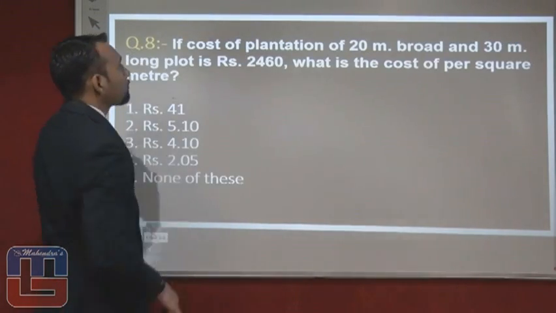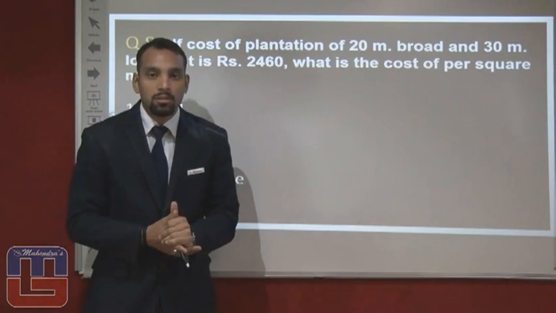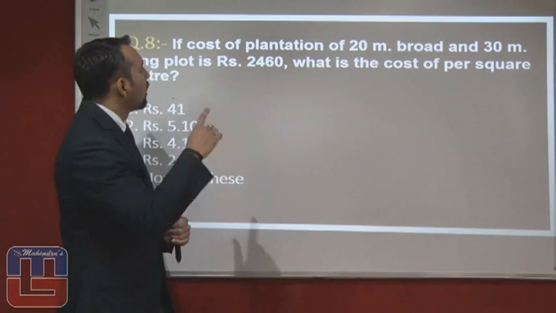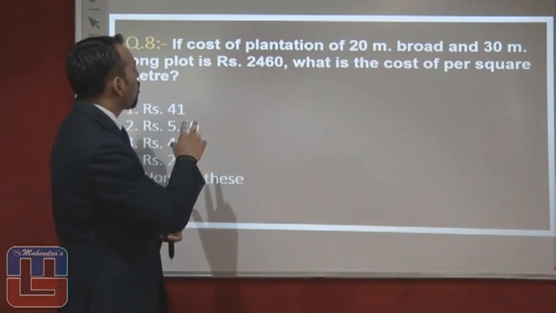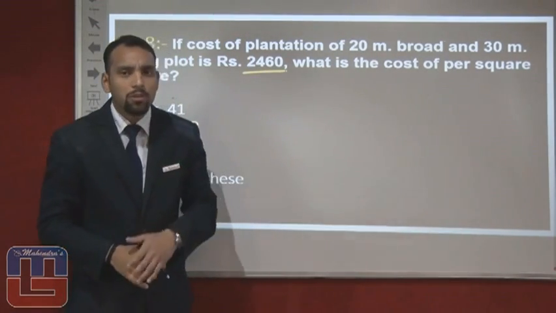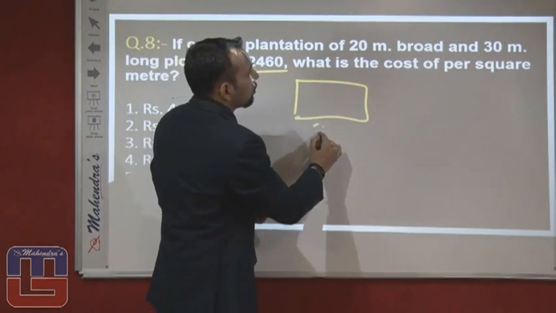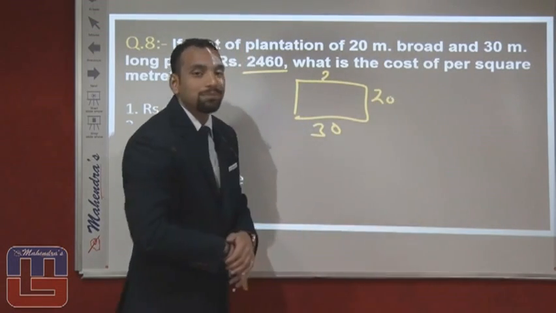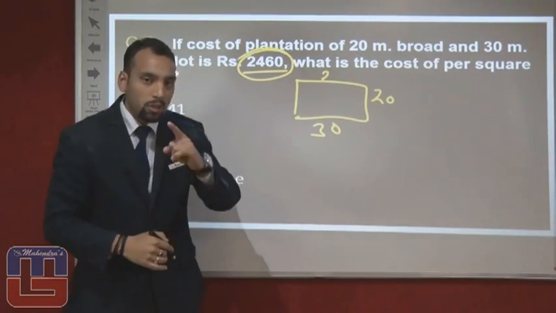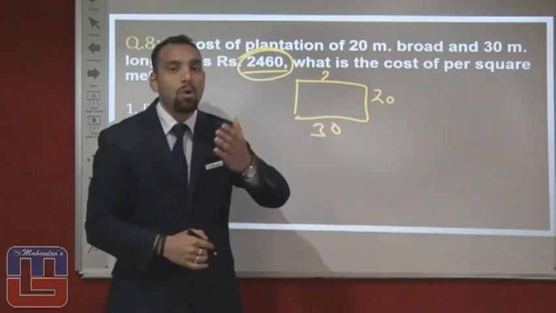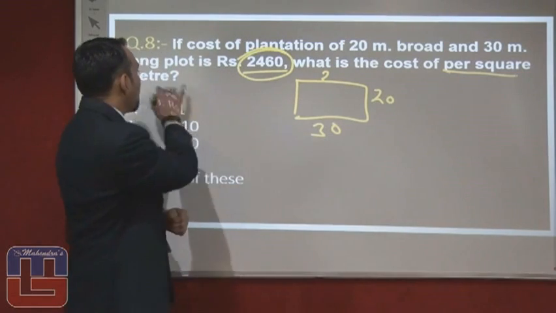The next question is from miscellaneous, and that is from mensuration. Now read the question carefully first. Question is, if the cost of plantation of 20 meter broad and 30 meter long plot is rupees 2460. What we have given? We have given a rectangular plot, the length of the plot is 30 and breadth is 20, and we have given the cost of this plot is 2460. What is the question saying? The question is saying what is the cost of per square meter.